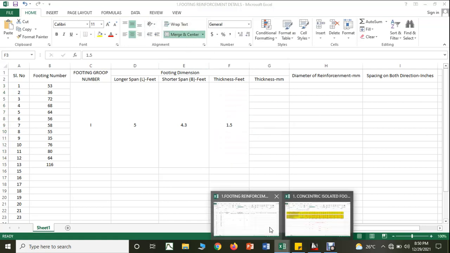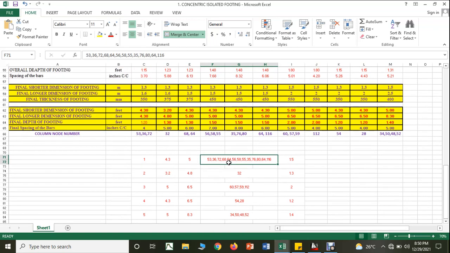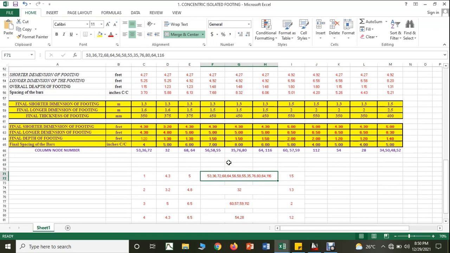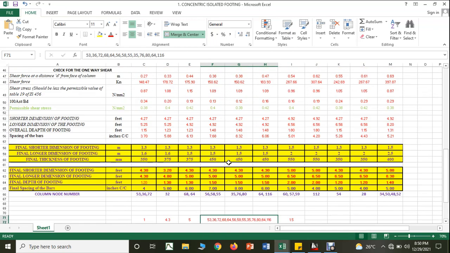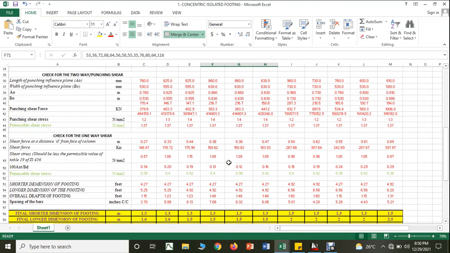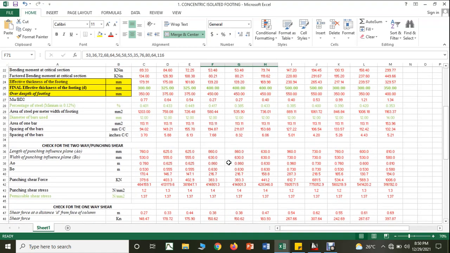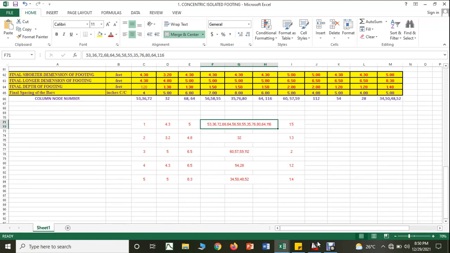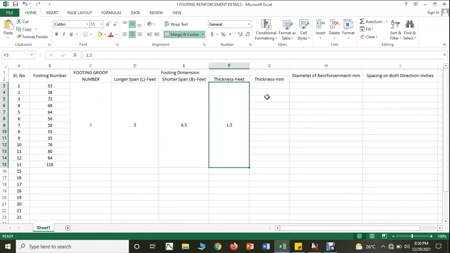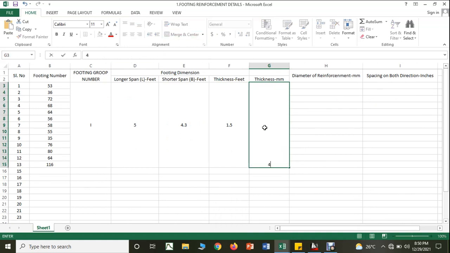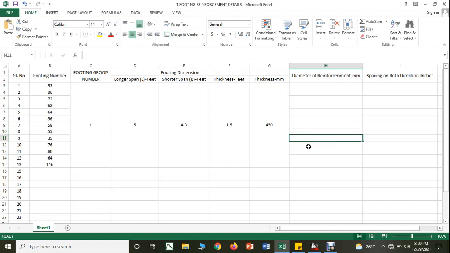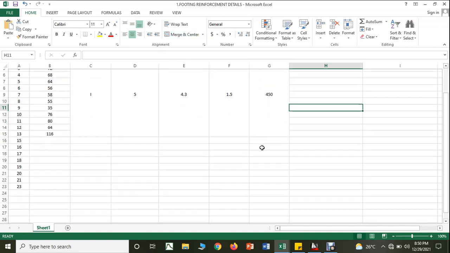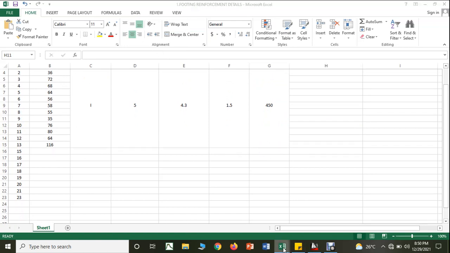And what about that corresponding value in mm? 1.5 feet means what is the corresponding overall thickness? The overall thickness of that is 450 mm, so I can write the thickness in mm as 450. Then let us go to the second set of columns.